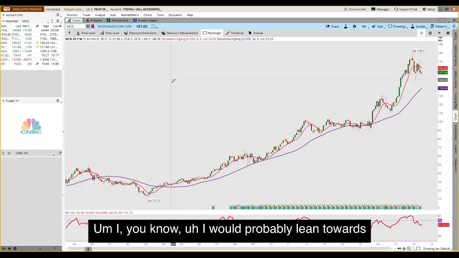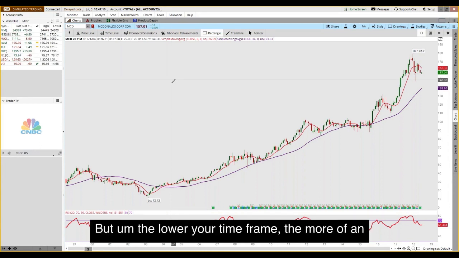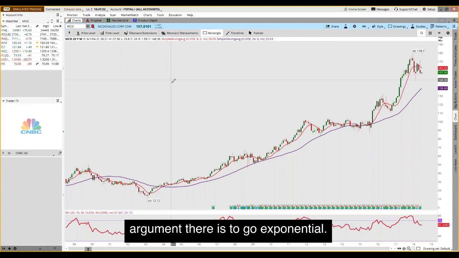I would probably lean towards exponential on those combinations, but the lower your time frame, the more of an argument there is to go exponential.